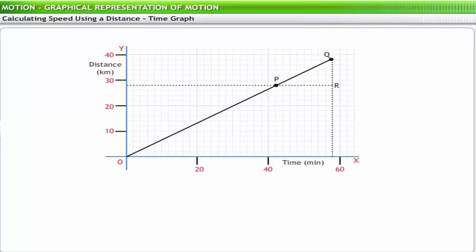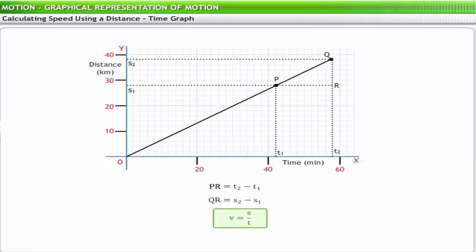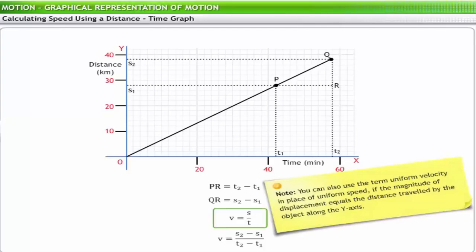You can see from the graph that as the object moves in time interval t2 minus t1, the distance it covers is s2 minus s1. By definition, speed is the ratio of distance covered to the time taken in covering that distance. Therefore, the speed of an object v is equal to (s2 minus s1) divided by (t2 minus t1). Note, you can also use the term uniform velocity in place of uniform speed if the magnitude of displacement equals the distance travelled by the object along the y-axis.